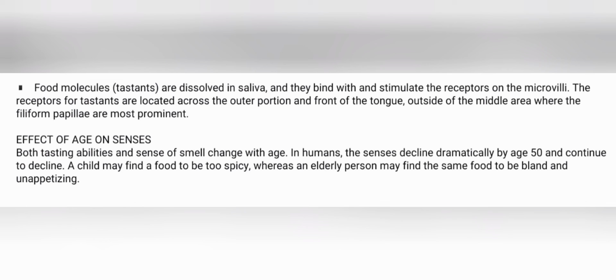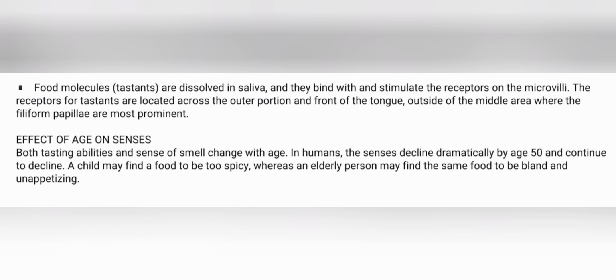The food molecules, or the tastants, are dissolved in saliva and they bind with and stimulate the receptors on the microvilli. The receptors for tastants are located across the outer portion and front of the tongue, outside of the middle area where the filiform papillae are most prominent.